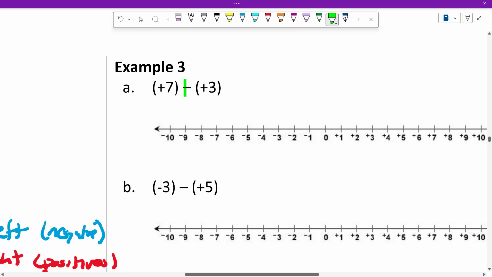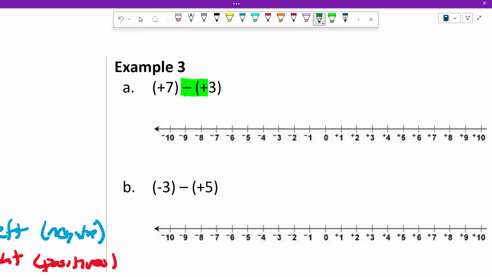So step 1, combine the two signs in the middle. We have a minus and a plus. What do those combine to make? This should be quick and speedy. Jaden, do you know?